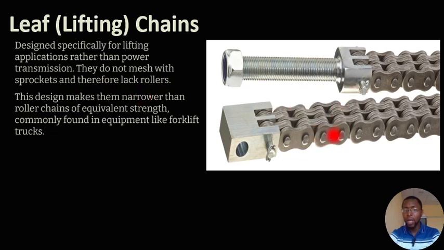Let's go see this. This is a diagram of a lift chain. There is no way they can mesh with a sprocket because they do not have any roller, neither is there any shaped link that can make them mesh with a sprocket. So they are basically used for lifting loads, for lifting applications. This design makes them narrower than roller chain, because they do not have rollers, neither do they have any shaped link.